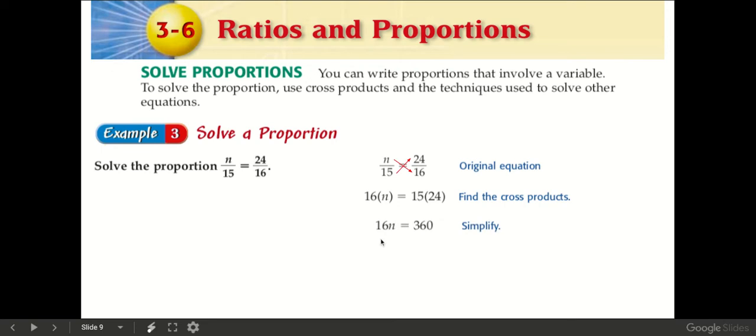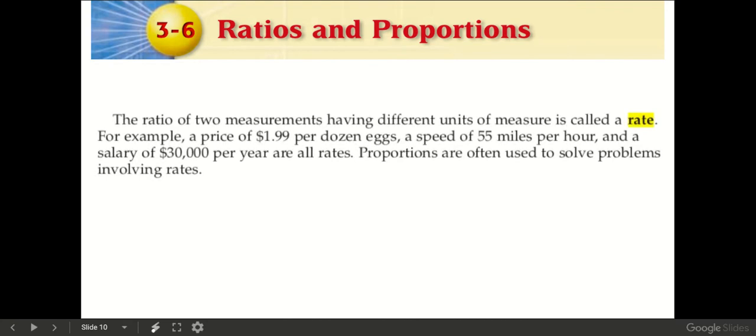And then just using your normal basics of solving equations, right? I'm going to divide both sides by 16. And when I do that, 16's cancel out, leaves me with n. And then 360 divided by 16 would give me 22.5. So now I was able to solve this proportion and solve for n. So since this says it is a proportion, I know that both of these are equal, which allows me to solve.